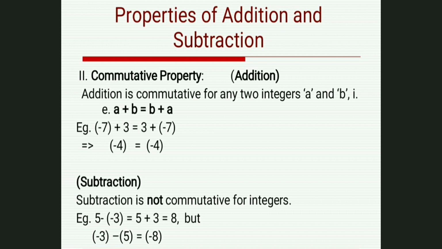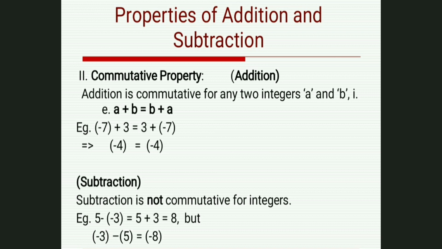If you do this, you will get the answer -4 in both cases. -7 plus 3 is -4, and 3 plus -7 is also -4. That means the order of the numbers does not change the answer. Understood?